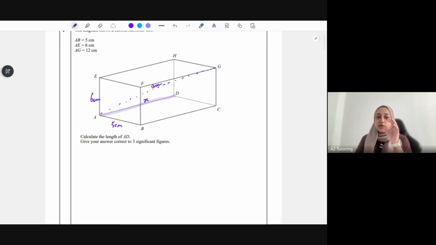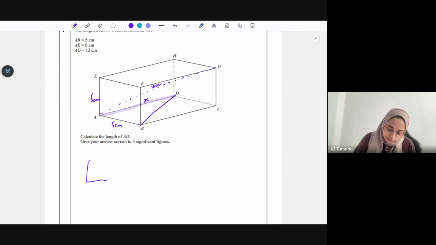Now, what I would recommend when you're doing 3D trigonometry is draw out the shapes. It just makes it a lot easier to visualize. So for example, with AD, I could pull out this triangle here. Let's see. So sometimes it's about trial and error as well. So I could pull out this one here. So I'm going to draw it here.